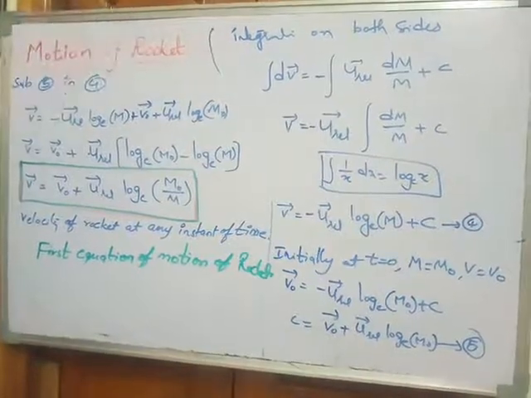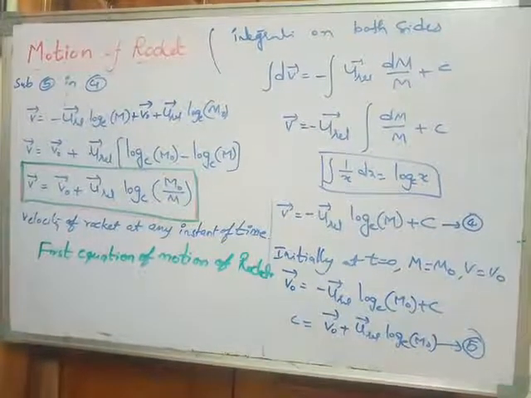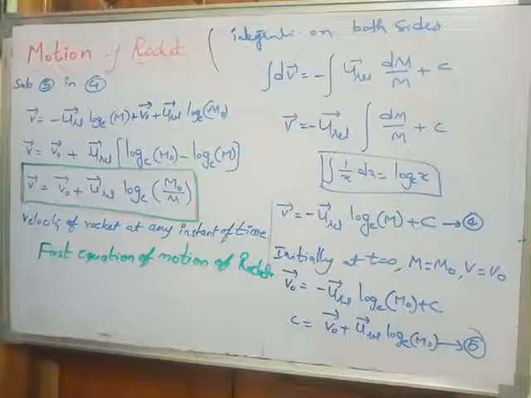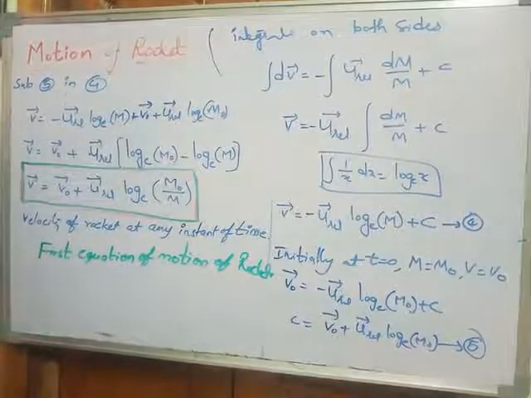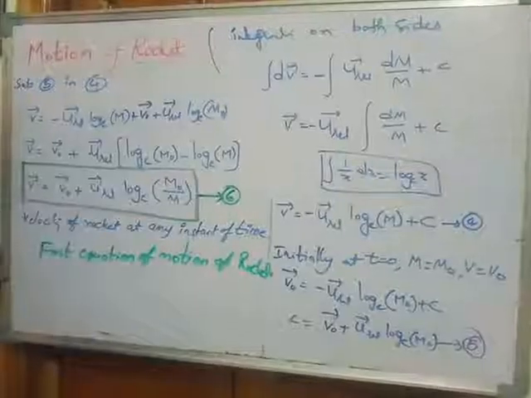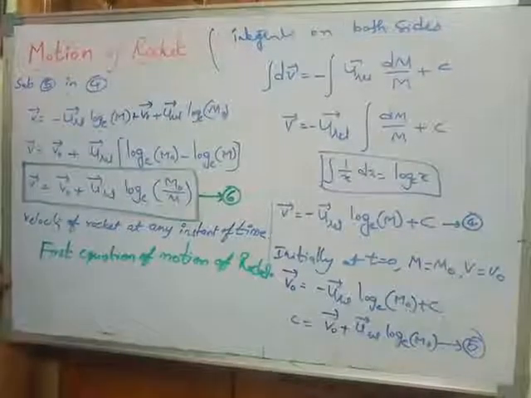Now again let us see, in the presence of external force, let us derive the equation of motion of the rocket in the presence of external force. Assume this is equation number 6.